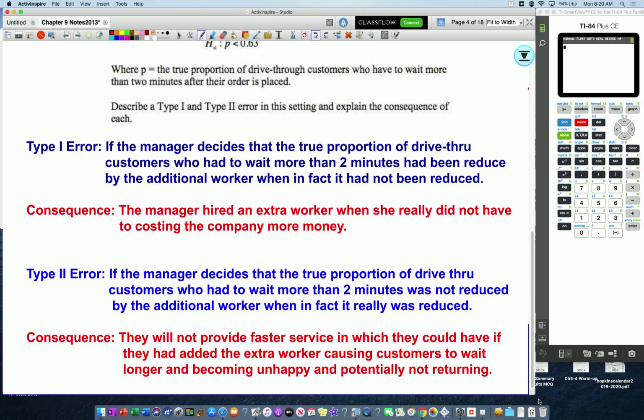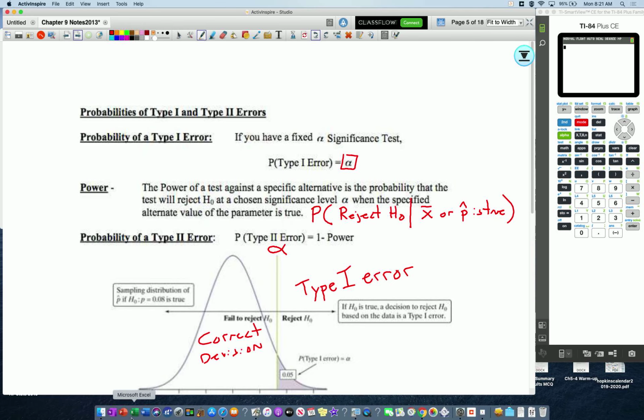So they could have provided that faster service, and here they're not going to, and this is still going to cause the customers to wait longer. They're not going to be happy and potentially not returning. Think about all the times you've had to sit in fast food restaurant lines, drive-through lines, waiting for your food for a long time. After a while, if it happens a lot, I don't know about you, but sometimes I won't even return.